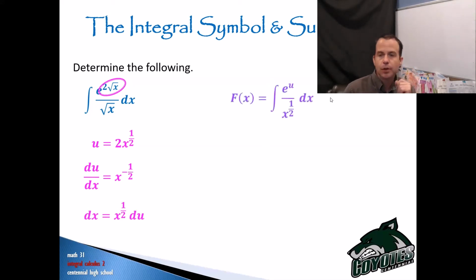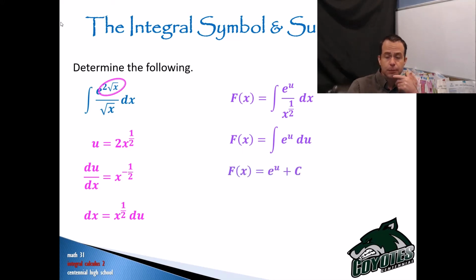Okay, so big F of x will be the integral of e to the u divided by x to the 1/2 dx. I swap out my dx for x to the 1/2 du, and my x to the 1/2s divide each other out. So I'm left with big F of x is the integral of e to the u. And I know that the integral of e to the u is e to the u. So I have e to the u plus c, and then I put u back. So big F of x will be e to the 2 root x plus c.